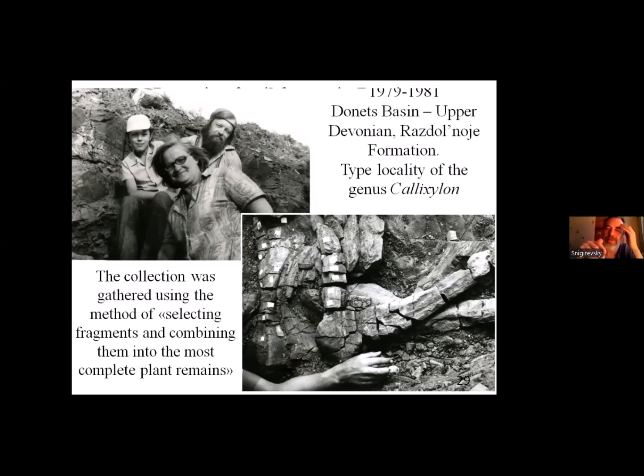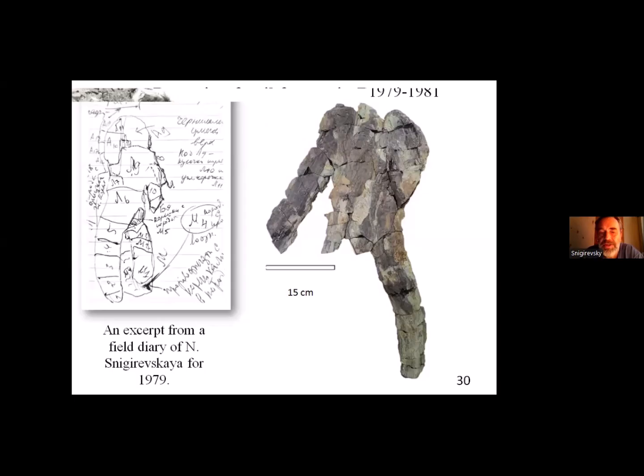Petersburg, former Leningrad, we connect all these pieces into one plant, and as a result, it was a very big collection of different types of fossil wood of the genus Kalixylon. So it's the explanation of this work. So it's the schema in the field diary.